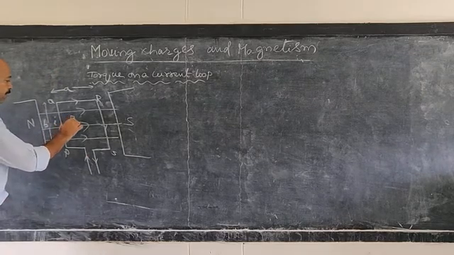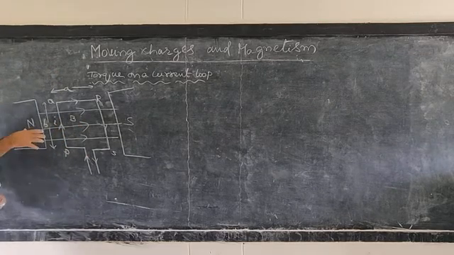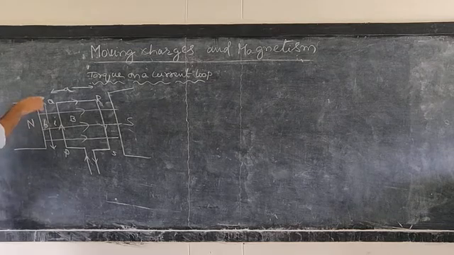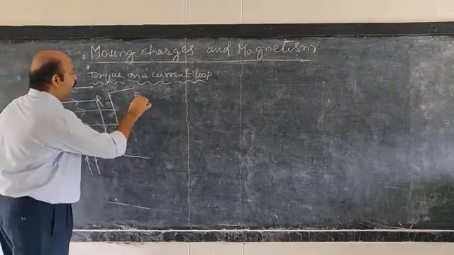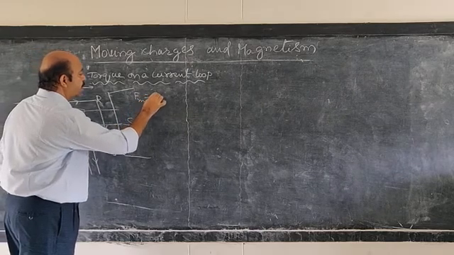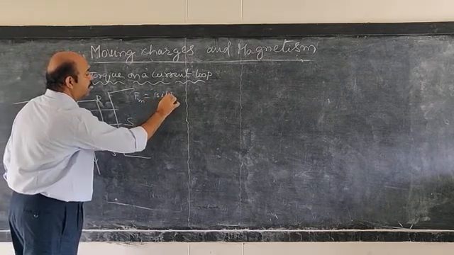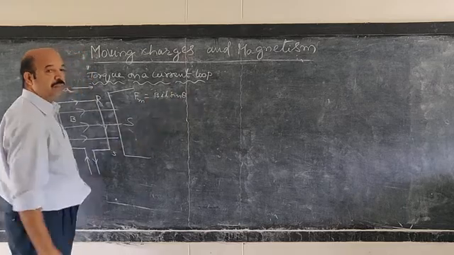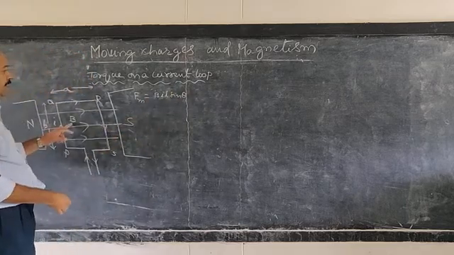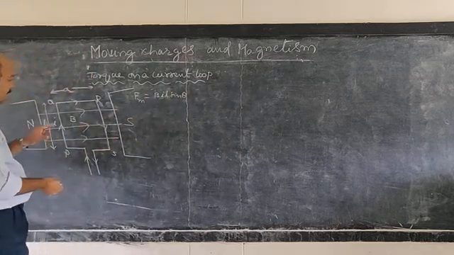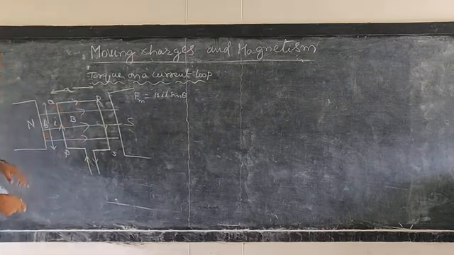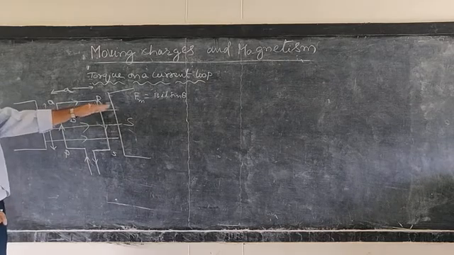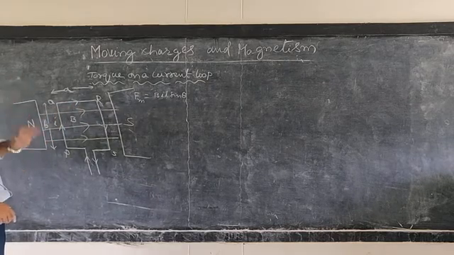This magnetic field produces a force on the current carrying coil. You know the formula for the magnetic force, that is B I L sin theta, the general formula we derived, where B is the magnetic field, I is the current, L is the length of the conductor, and theta is the angle between the direction of the magnetic field and the current element.